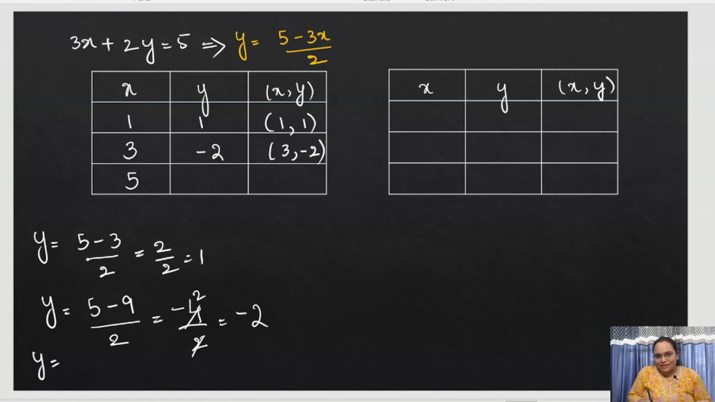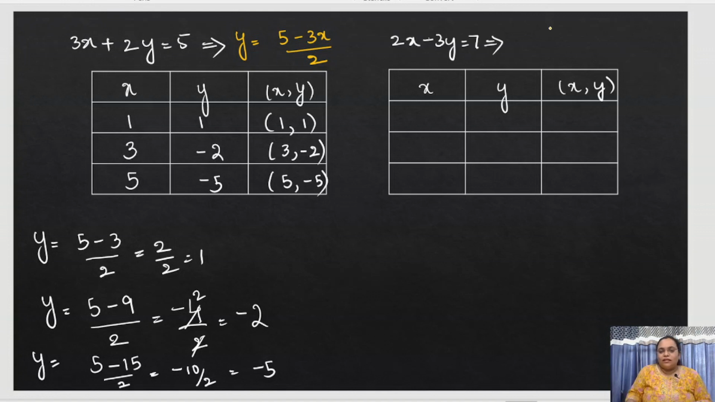If you take x equals 5, which is 15. Okay. So 5 minus 15, by 2, which is minus 10 by 2. You will get minus 5. Okay. So the points will be 5 and minus 5. Now let us take the points for the next equation.